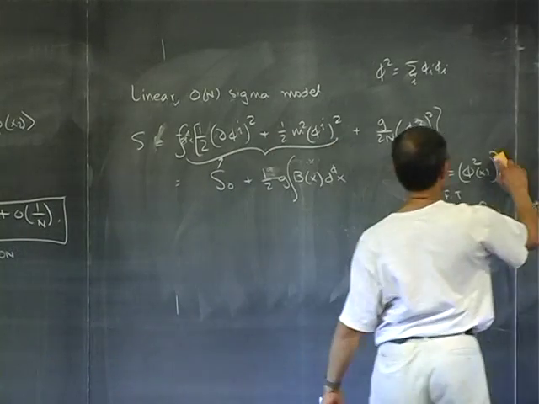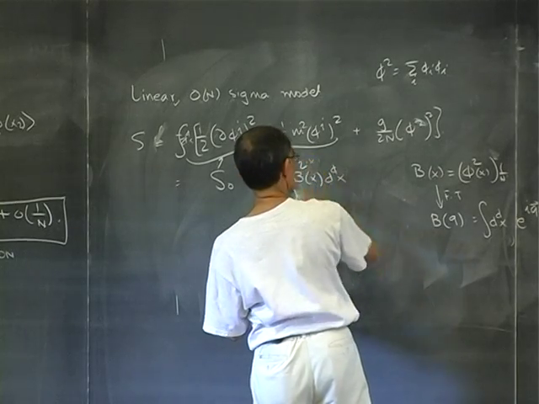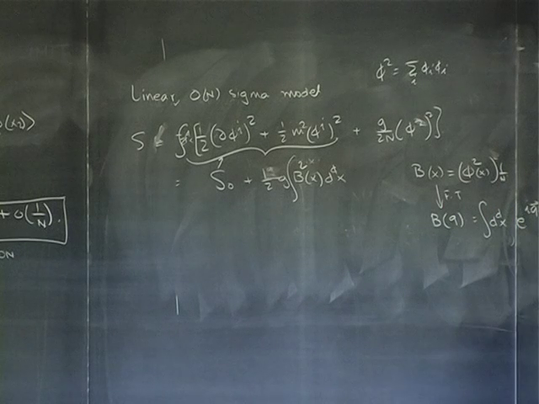There is no square here. So this is like, let me write this as B squared. So it's just phi squared, minus G ddq, with g equal to 0.